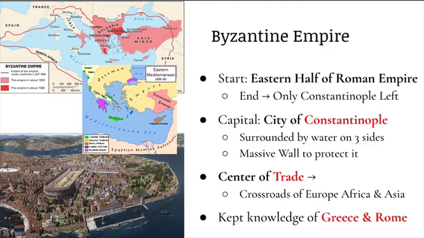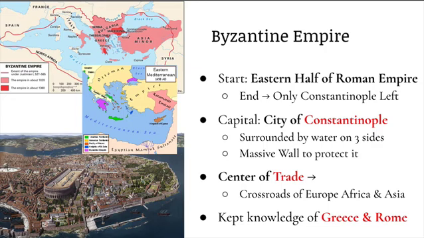On three sides, it's surrounded by water, and on its one vulnerable side, it had this really thick wall that nobody could get through. Oh, sorry, it's a center of trade, you should remember, because of its location. It's right in the center of Europe, Africa, Asia. It was a very, very wealthy city. And being the eastern half of the Roman Empire, they were the ones to maintain and hold on to the knowledge of Greece and Rome. I mean, they should know what happened in the Roman Empire.